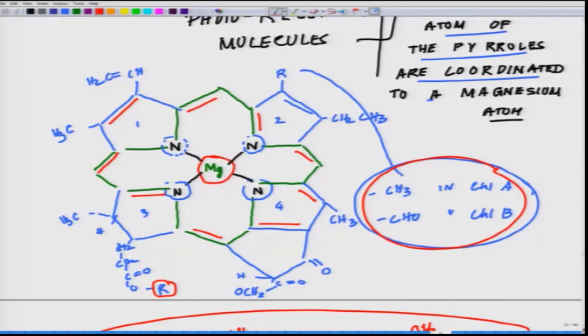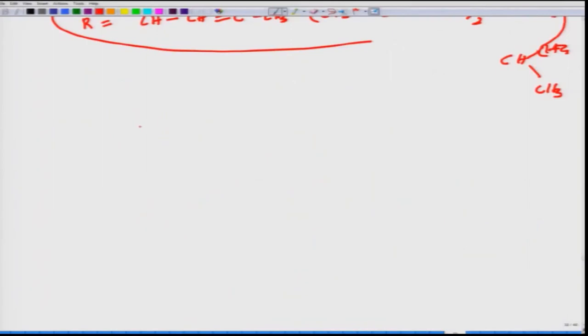And such compounds are called polyenes. This is the word for such alternate single and double bonded structures. These are called polyenes.